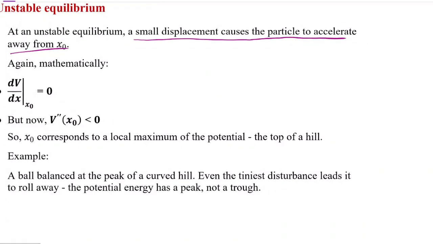So mathematically, first of all, we have to check for the condition of equilibrium, and after that, we have to check the double derivative, that is d squared V by dx squared at x naught. If it yields a negative value, then we confirm that the system is at unstable equilibrium.